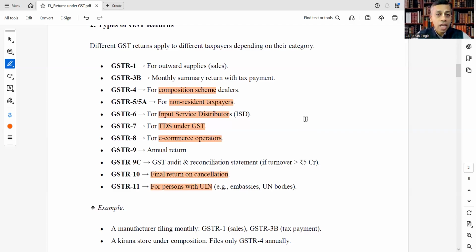And GSTR 9 is the annual return, applicable based on turnover. GSTR 9C is also the GST audit and reconciliation statement if turnover is more than rupees 5 crore. GSTR 10 is a final return on cancellation. And GSTR 11 for persons with UIN, embassies, and UN bodies.